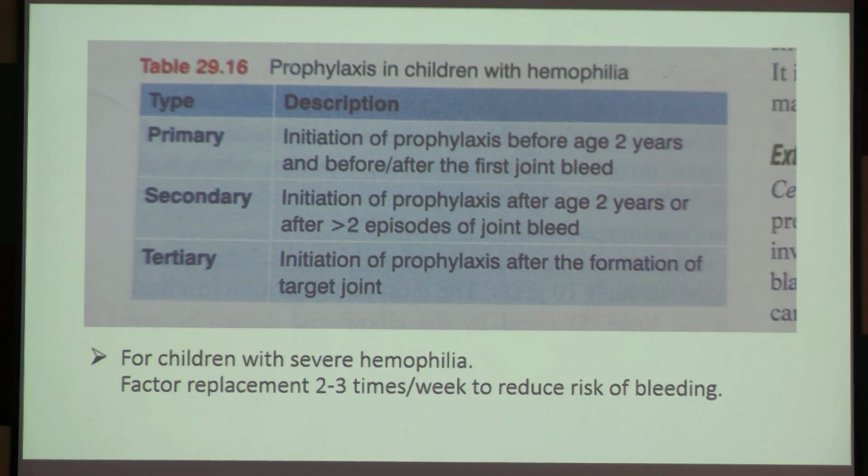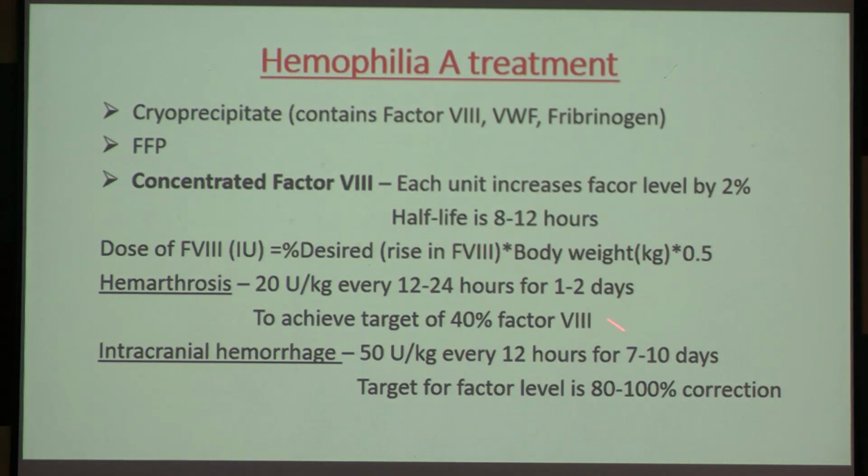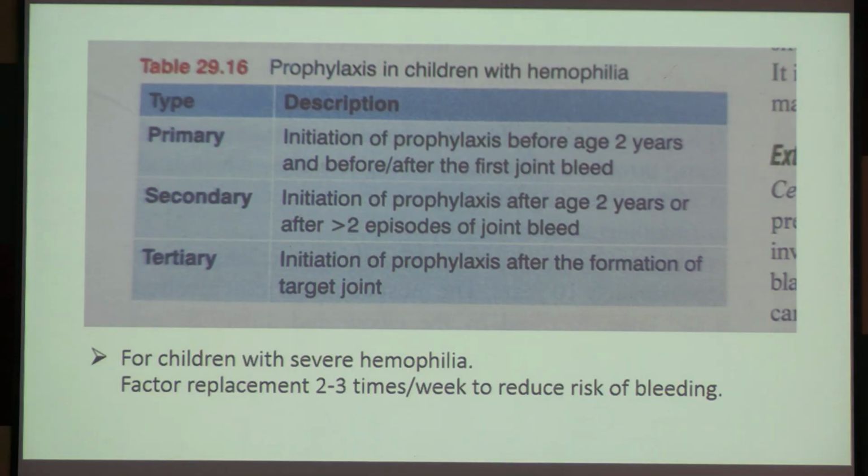And for children with severe hemophilia, factor replacement will be 2 to 3 times per week. That is almost every alternate day. We have to replace the factor because the half-life of factor 8 is 8 to 12 hours and half-life of factor 9 is 24 hours. So in severe hemophilia, we have to replace the concentrated factor 2 to 3 times per week.